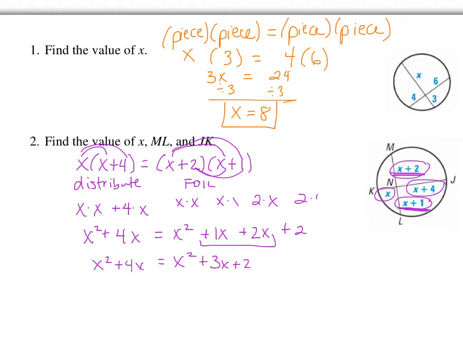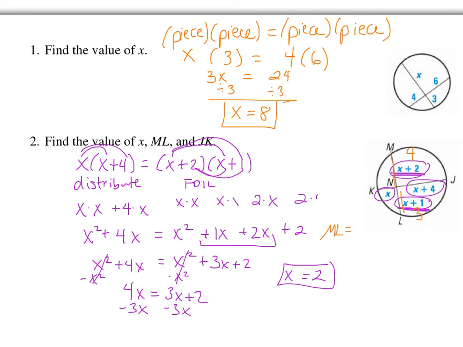And just like we've seen before, I have x squared on both sides. So when I subtract x squared, those cancel. So I just have 4x equals 3x plus 2. So when I subtract my 3x over, I get x equals 2. So when I plug those back in, I need to plug it back in here. So for my mn is going to be 4. For my nl is going to be 3. So if I want ml, so that whole distance, I have to add them together, so I get a 7.